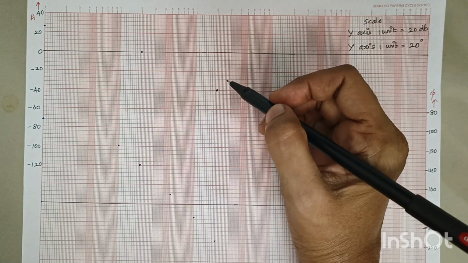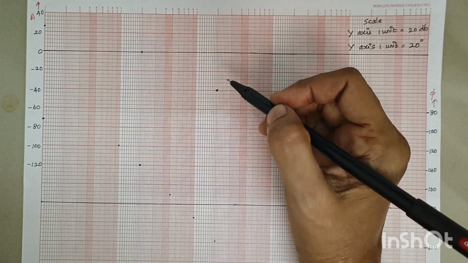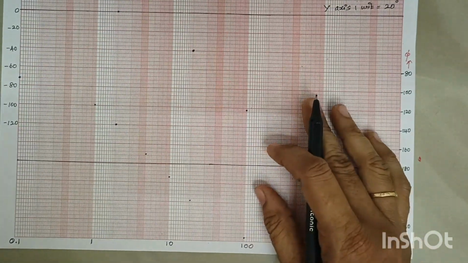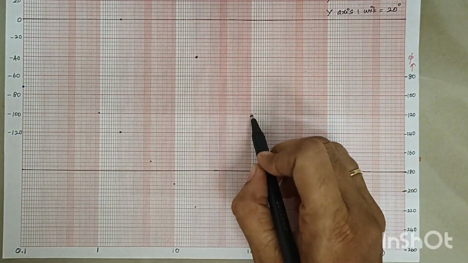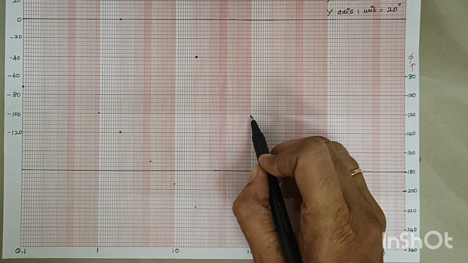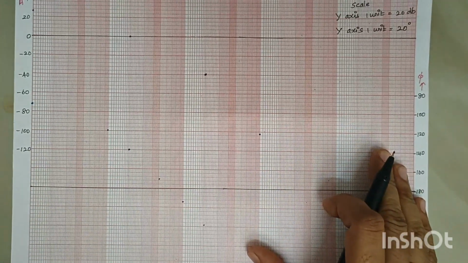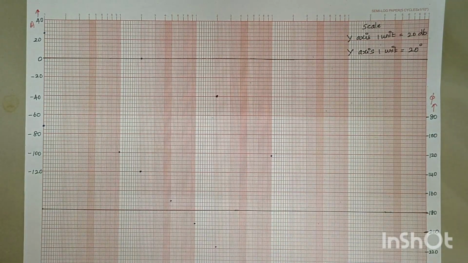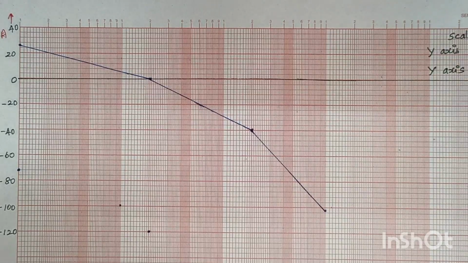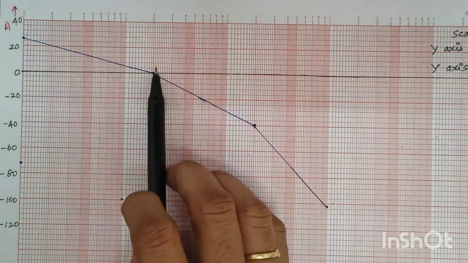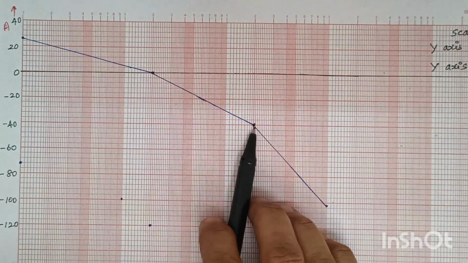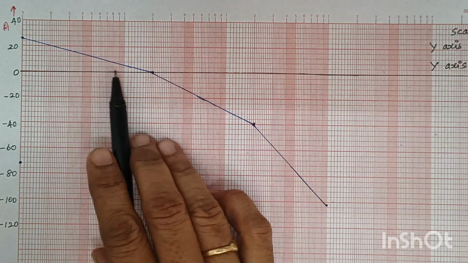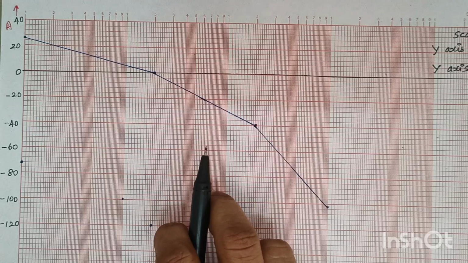And the last one is frequency is 100, magnitude is 102. So here you see this is my 100, right? The frequency is 102. So here lies my 100 line. So here it is 102. Now we are going to join these dots by using a scale, right? Let me show you. So first we have to join these two dots, and next these two dots, and finally these two, right?